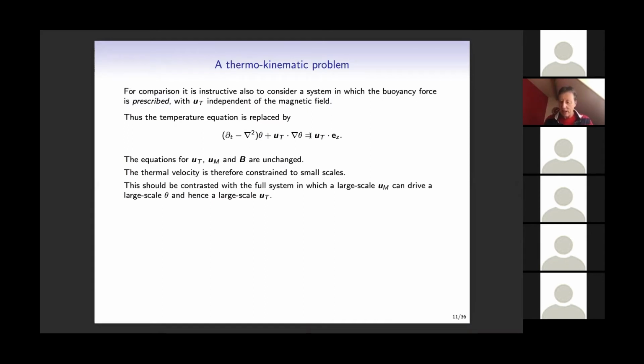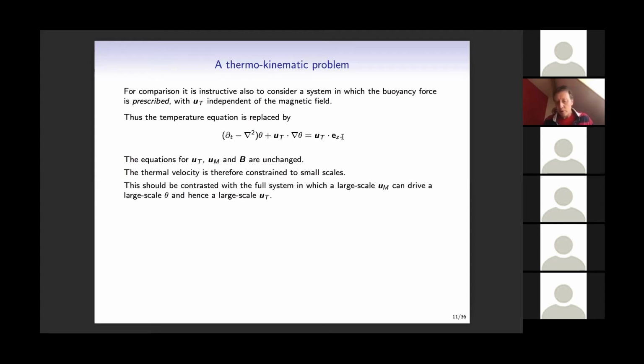And so there will be a big difference, because in the full problem, you can get large scale flows in your thermal velocity because the magnetic field might be on a large scale, and then through the temperature equation, you'll get large scale thermal temperatures, and then you'll get large scale thermal velocities. If you artificially constrain your problem such that the buoyancy force is prescribed, then it's a different problem.